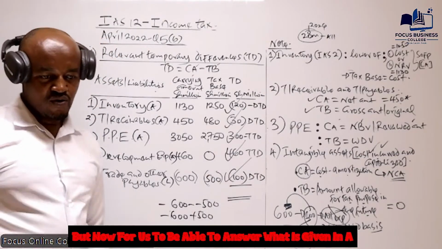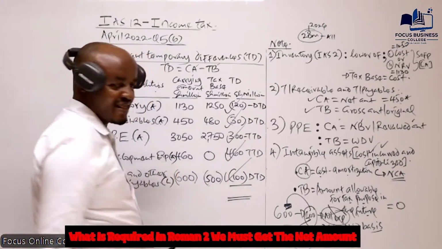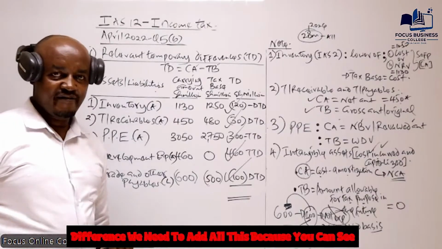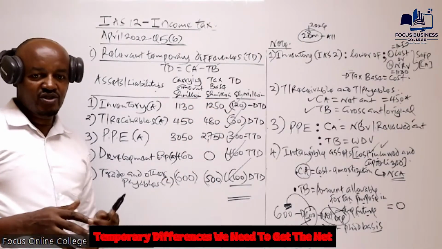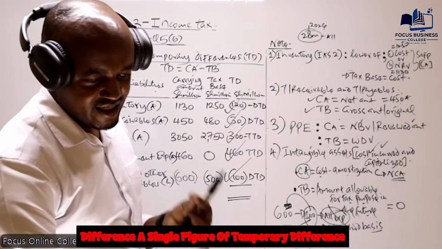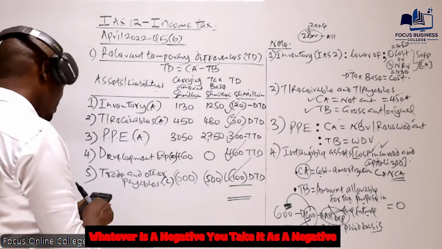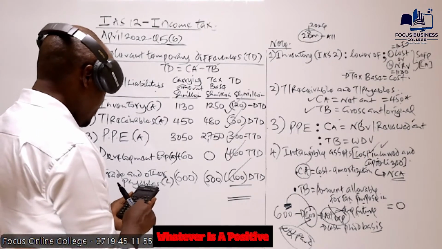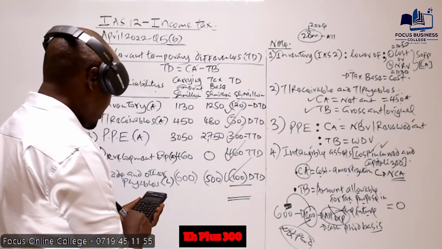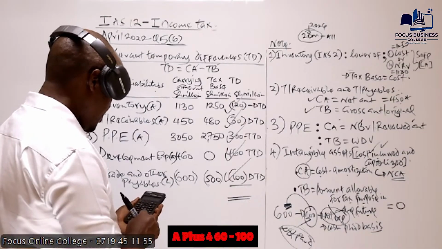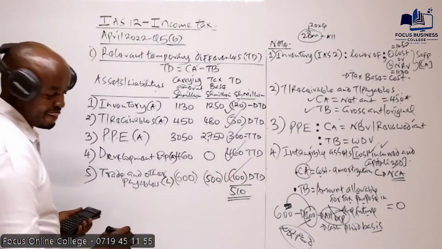But now, for us to be able to answer what is required in Roman 2, we must get the net amount of the temporary difference. We need to add all this, because you can see we have various temporary differences. We need to get a single figure of temporary difference, which will either be taxable or deductible. Let's work out this. Whatever is a negative, you take it as a negative. Whatever is a positive, you take it as a positive. We have negative 120 minus 30 plus 300 plus 460 minus 100. And basically, in this case, I'm getting 510, which is a positive.